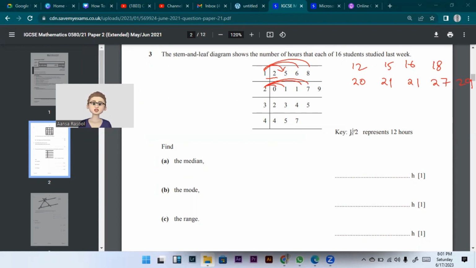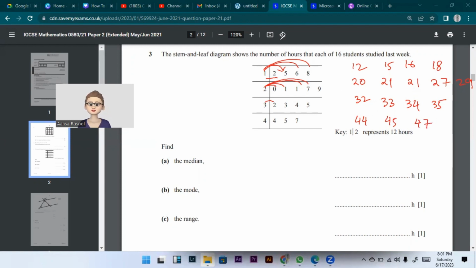How to know that? How to read it? See, in the bottom they will give you a key. Key means if a number is written like 1, this line, 2, it means this is 1 and 2, which means 12 hours. So here is 32 hours, 33 hours, 34 hours, 35 hours. Then 44 hours, 45 hours, 47 hours.